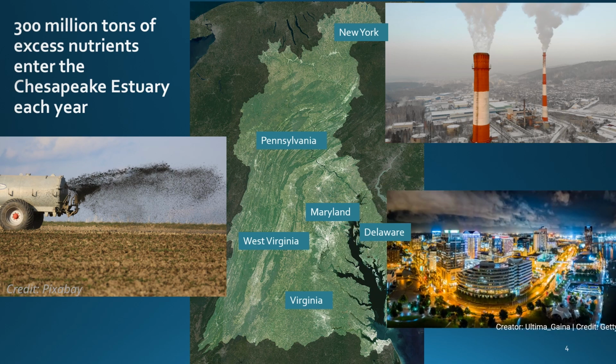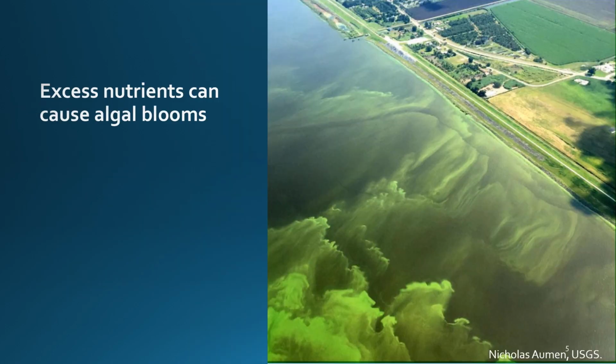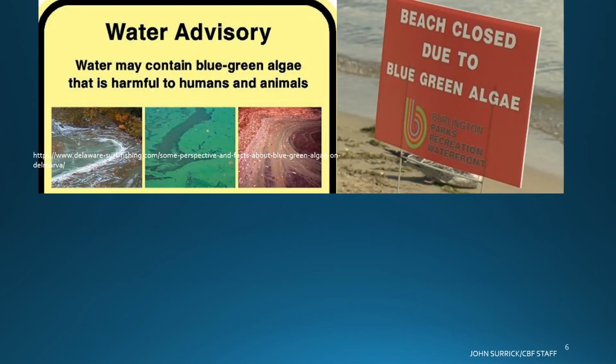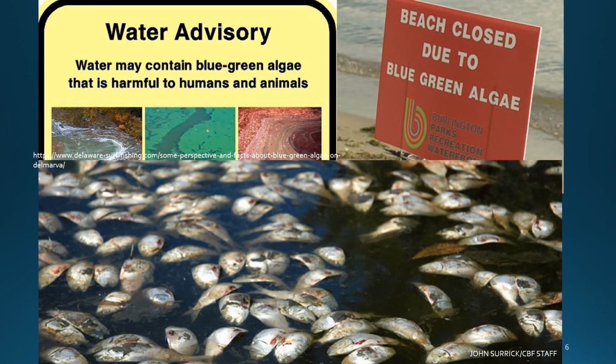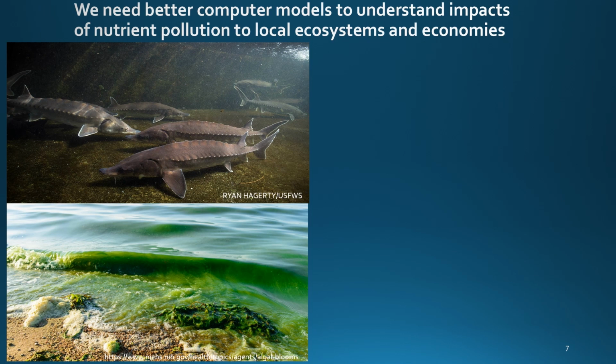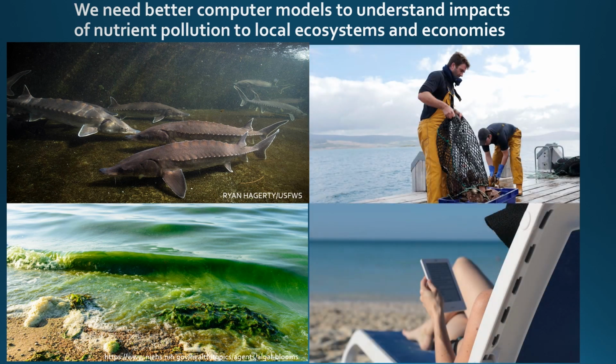The estuary cannot use all these nutrients, and this excess can cause algal blooms, which are toxic to humans and animals, and cause water quality advisories, beach closures, and even result in the death of many aquatic and marine organisms. These water quality issues are one part of why we need better computer models to understand impacts of nutrient pollution to local ecosystems and economies such as fishing and tourism.